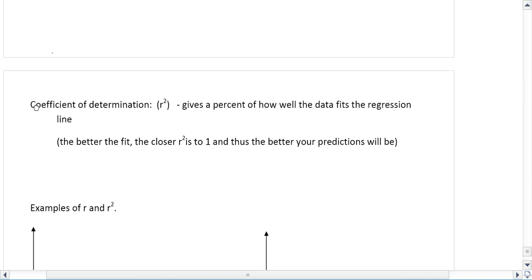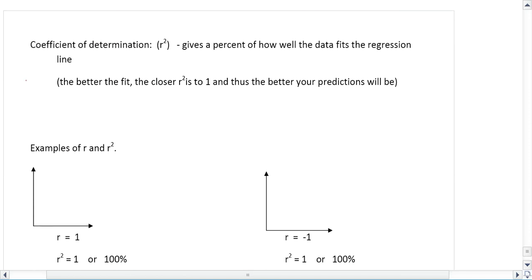The other measure that we use is called the coefficient of determination. This one is more commonly used, this R squared, because it gives us a percent of how tightly the data points fit the regression line. This is really important. The better the fit, the higher the R squared. A very high R squared would be 0.9. If it's really close to 1, the better your predictions will be for whatever project you're working on.